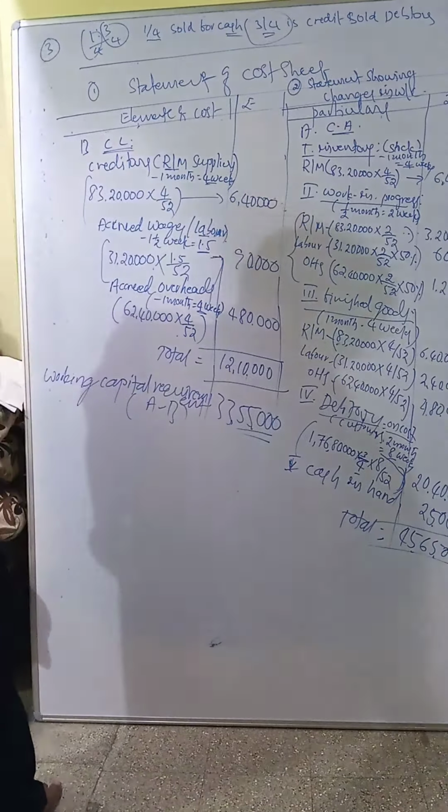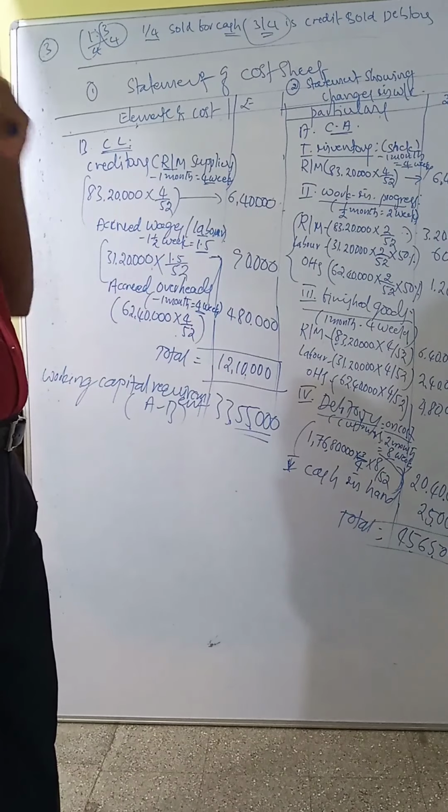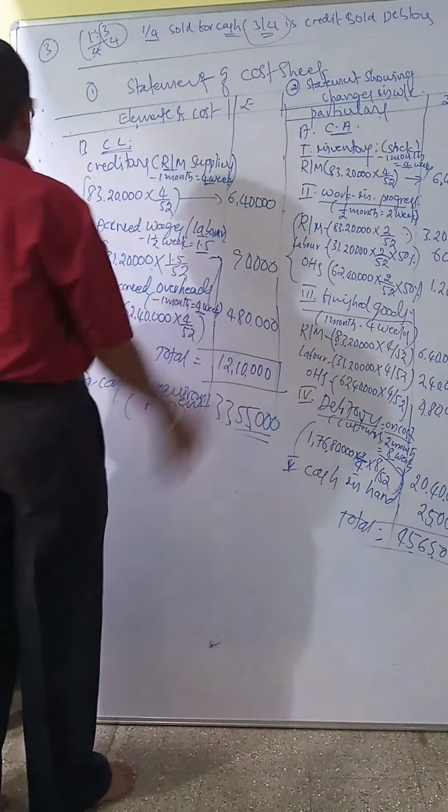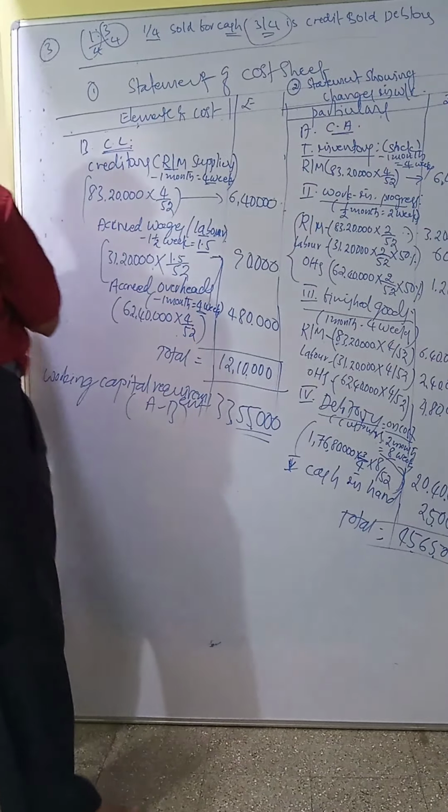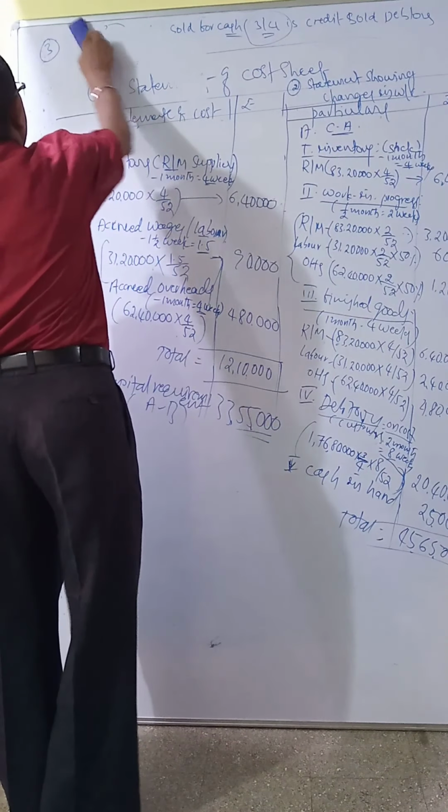Okay. So this is how to calculate working capital requirement, if they give 1/4 sold for cash or 3/4 sold on credit, and so on. After understanding this, problem number 3.